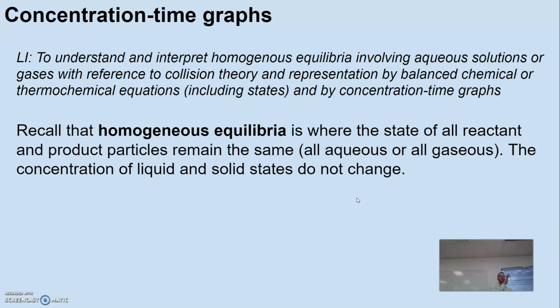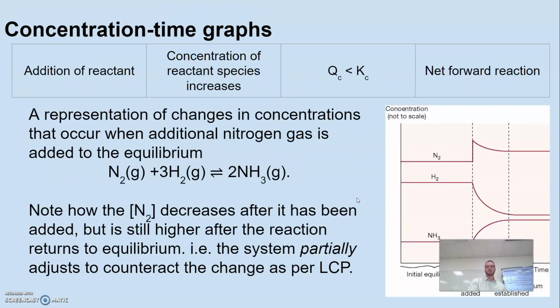So remember, we're looking at homogeneous equilibria, right? Homo meaning the same, genus referring to the state of, so the same state, where the state of reactants and products are the same. So either they're all going to be aqueous or all going to be gaseous. Concentration of liquid and solid states do not change. But we don't really look at liquids and solids. Concentration time graphs, right?